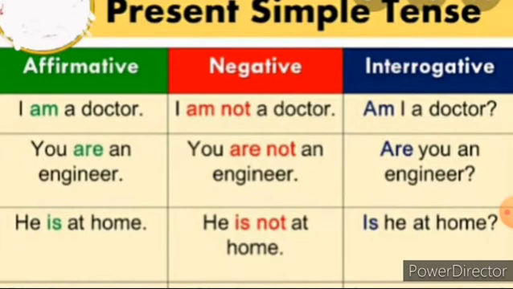Interrogative means, you all know, it ends with the question mark and it begins with the question word, you can say. So look at this. What is the affirmative form? It is mentioned here. I am a doctor. The affirmative form is I am a doctor. How do you have to change into interrogative? For the interrogative, there is no rule. Only you have to begin with the WH words or WH question.